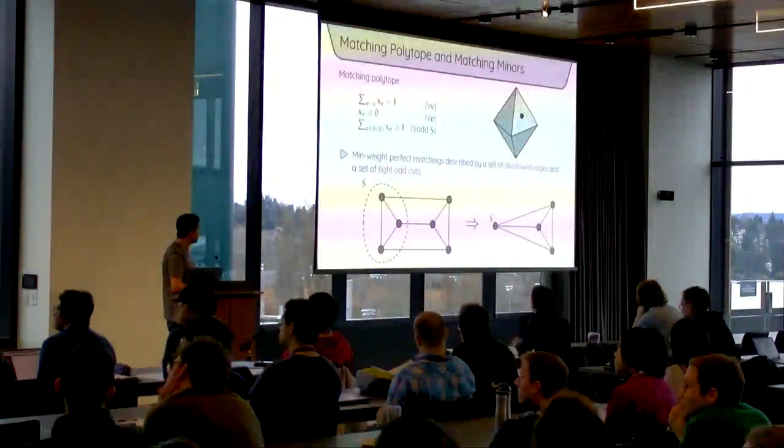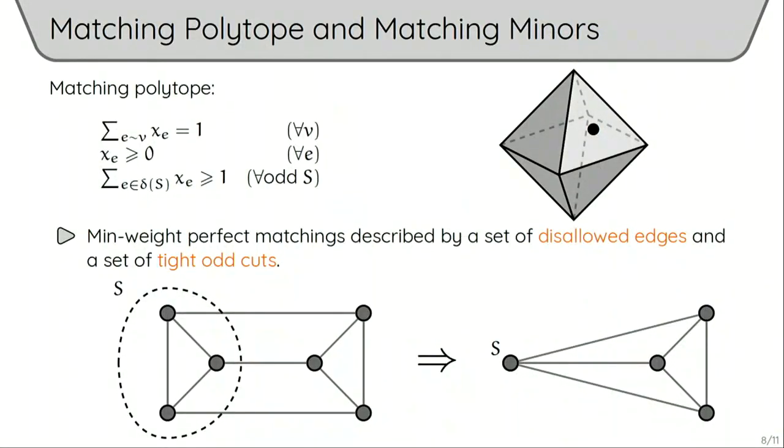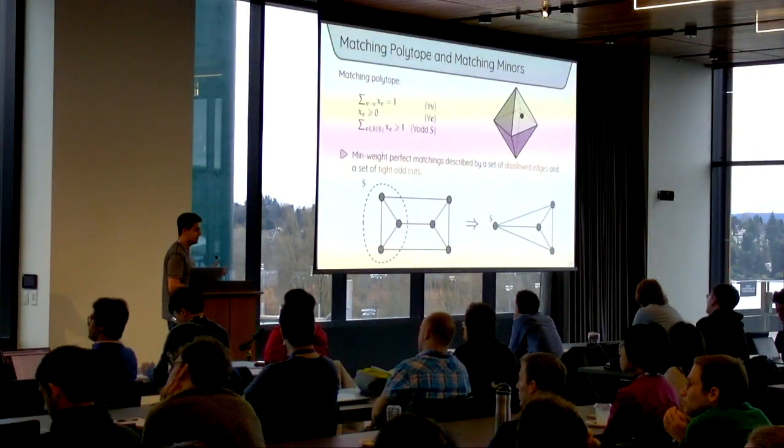Okay? Now if you're looking for a minimum weight perfect matching, you're looking at a face of this polytope. A face of this polytope is described by setting some of these linear inequalities to linear equalities. Some of the edges, you have to set to be equal to 0. And for some of the odd sets, you have to make the sum of the edges going out of that odd set equal to 1. So a face of the matching polytope is just described by a set of disallowed edges and a bunch of tight odd sets.